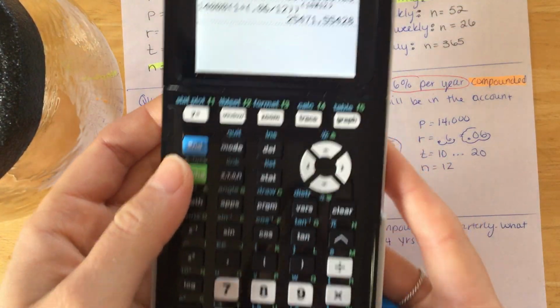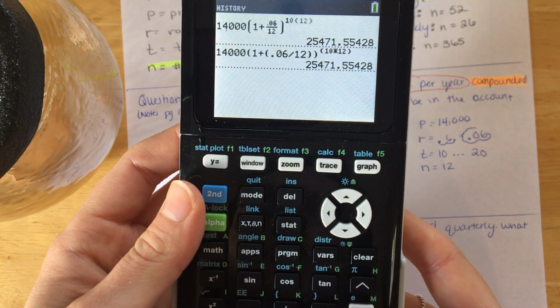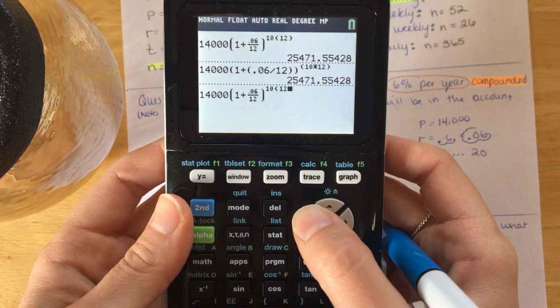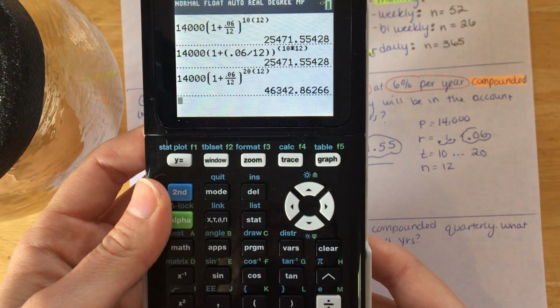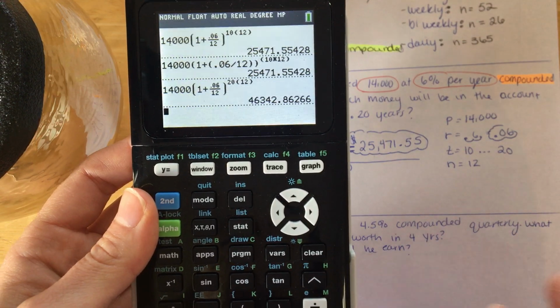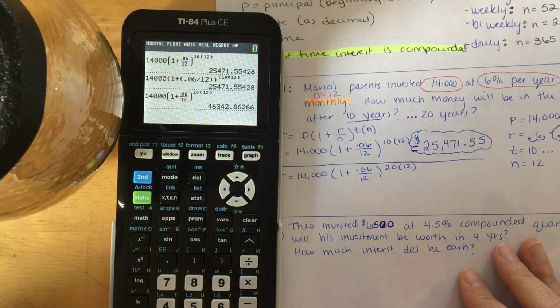Here's a little trick. You can go up to the one I want and hit enter, and it copies it so that you don't have to write it again. And then look, I'm just going to hit a 2 instead of the 10, enter. Holy moly, 46,000, that is a lot of money.